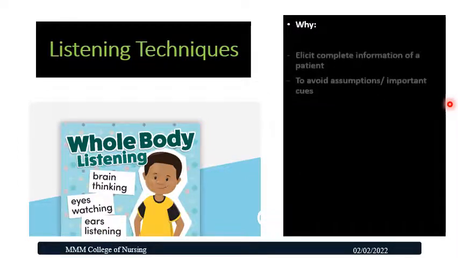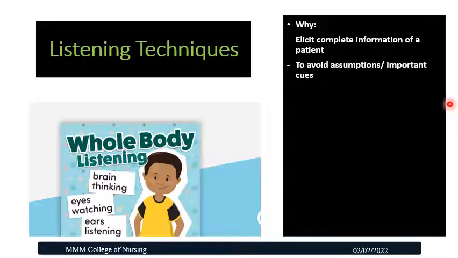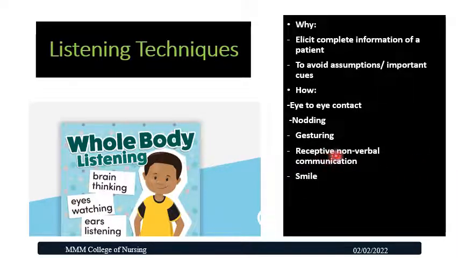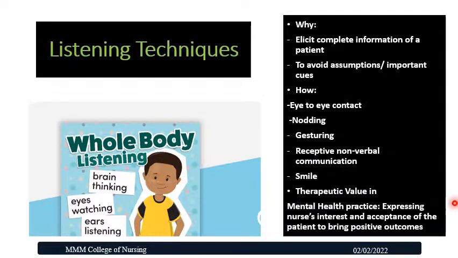And why must you have listening as a technique? To elicit complete information of a patient, to avoid assumption, and to get important cues from the patient. And how is it done? By using receptive non-verbal communication such as eye-to-eye contact with the patient, nodding your head when and where necessary, using appropriate gestures, and using a smile. And what is the therapeutic value behind it? Expressing nurses' interest and acceptance of the patient to bring positive outcome.